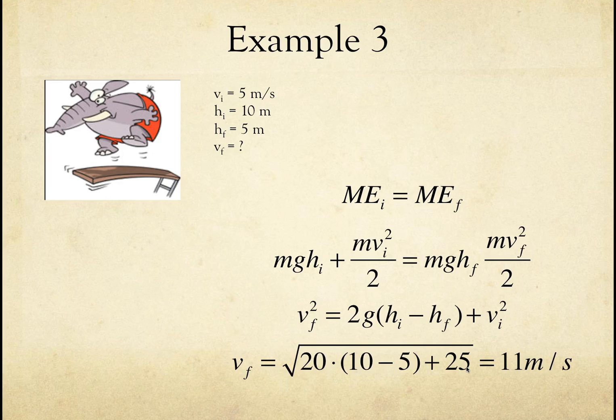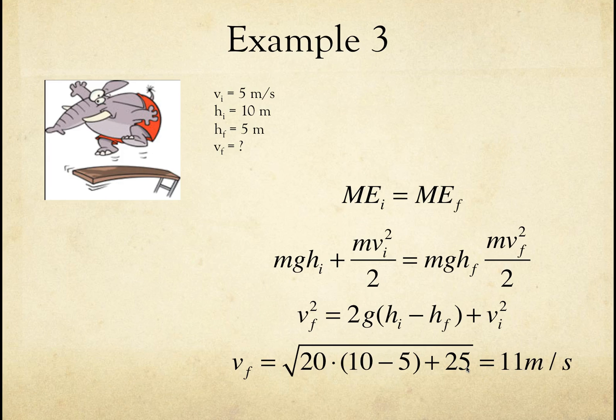Notice that it's not 5 plus 5, 10 meters per second. It's 11 meters per second, because math-wise, that's what it amounts to. 125, when you square root that, you get 11. Well, technically it's like 11.2, because you know that 11 squared is 121, but close enough with 2 sig figs.